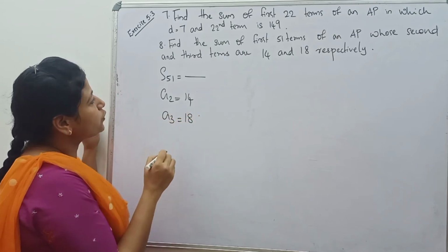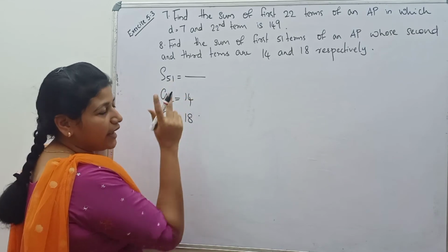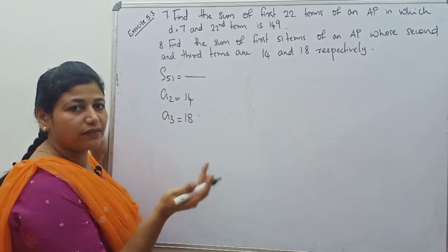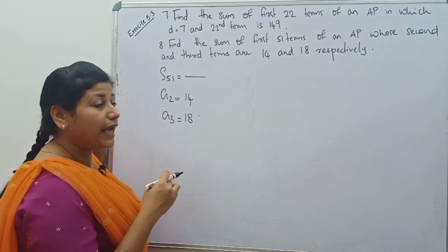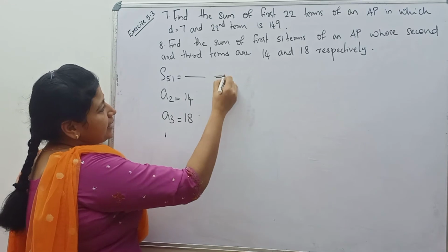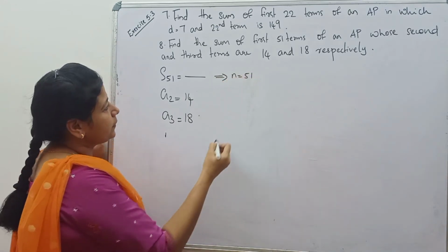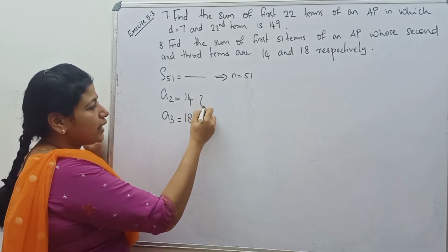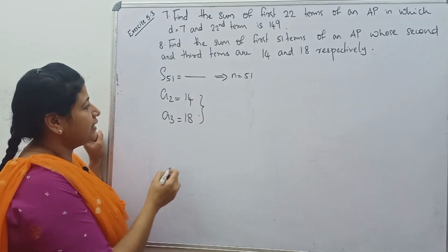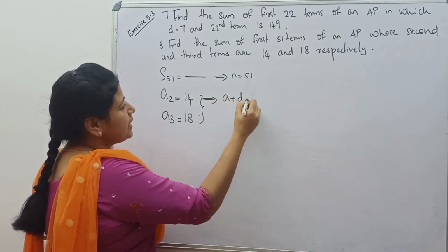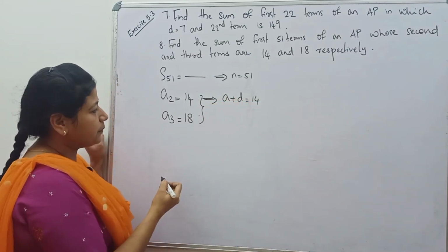Okay. So to find out this S51, we have two formulas. One is n by 2 into a plus l, or the other one is n by 2 into 2a plus n minus 1 into d. In this case n is 51, isn't it? And we don't know a and d. So from these two conditions we can find out a and d. So if a2 is 14 means a plus d is 14, isn't it?